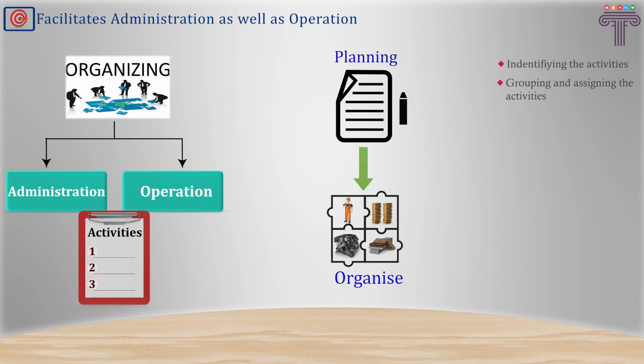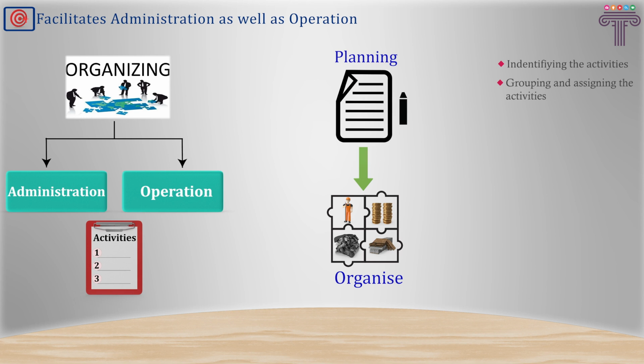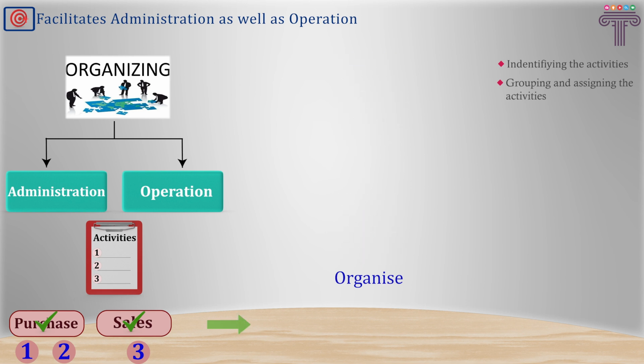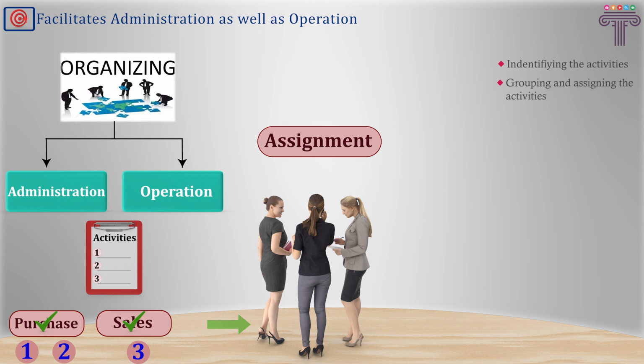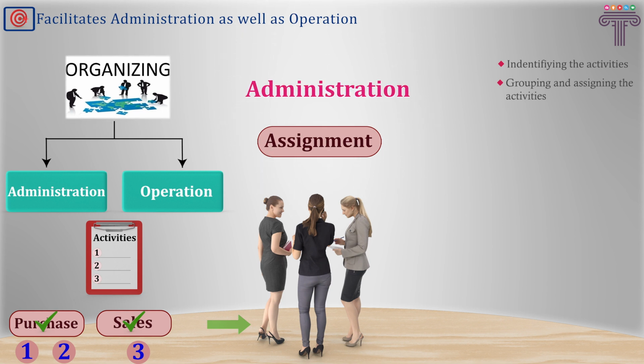Once you have identified, now what happens? At the time of organizing only, we categorize those groups of activities. So grouping of activities is done. And once we group the activities, then what do we do? We allocate that activity to a specific department or group of persons or person. Right? So that is assignment. Automatically when I see this, I understand that organizing helps administration. All the activities of administration are considered at the time of organizing.